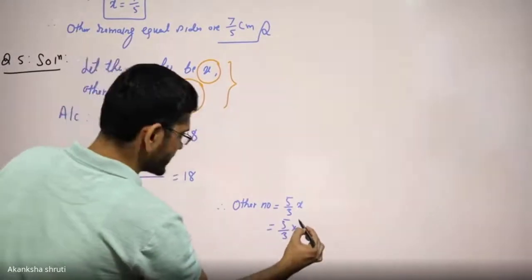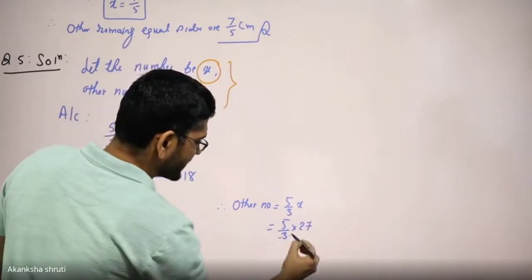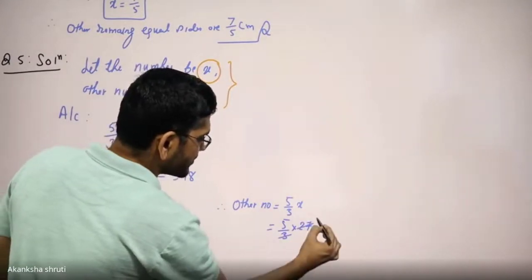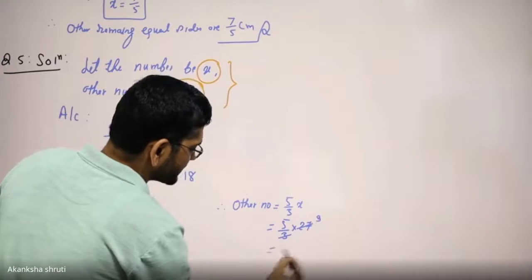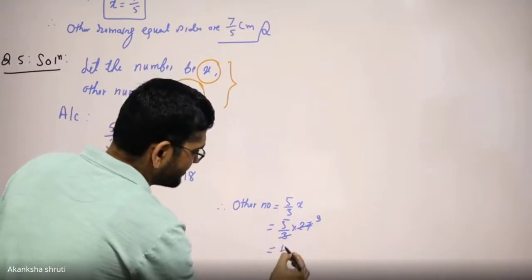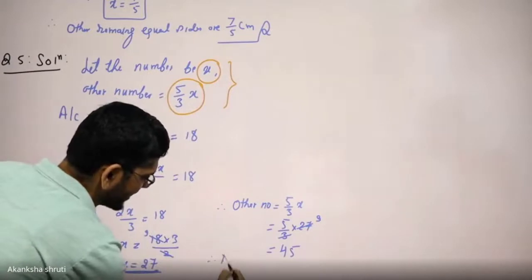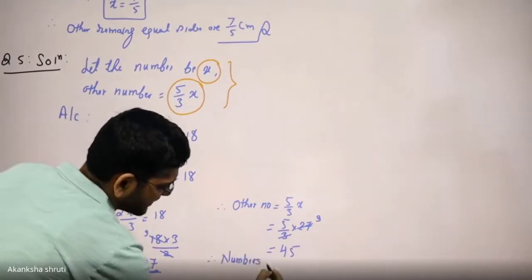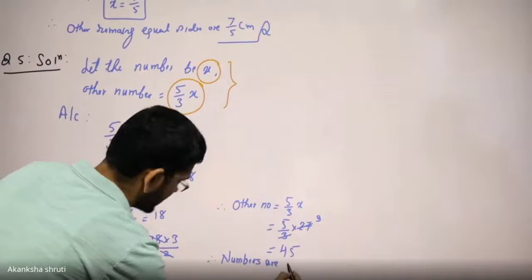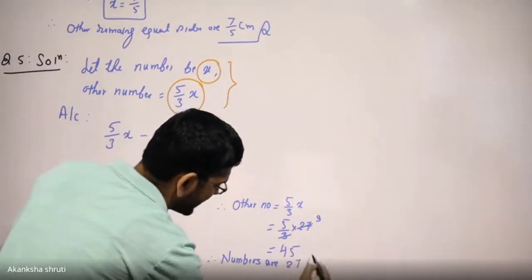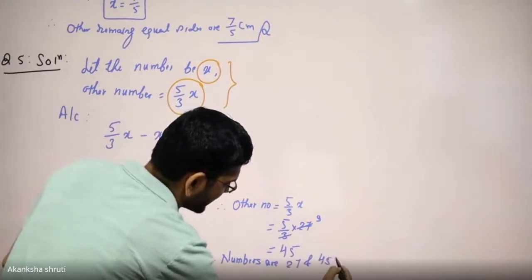Now, the 27, this is being cancelled now. 9 times, then 9 multiplied by 5, it is 45. Therefore, finally you have to write the two numbers are 27 and 45.